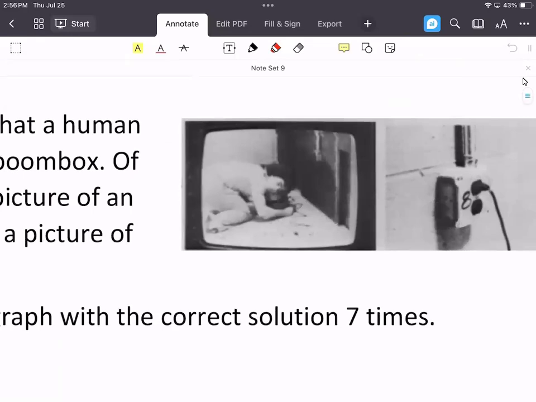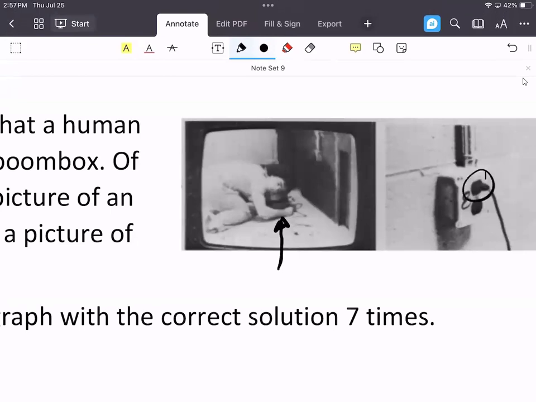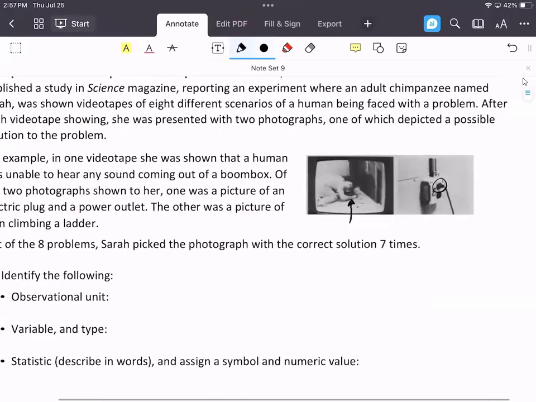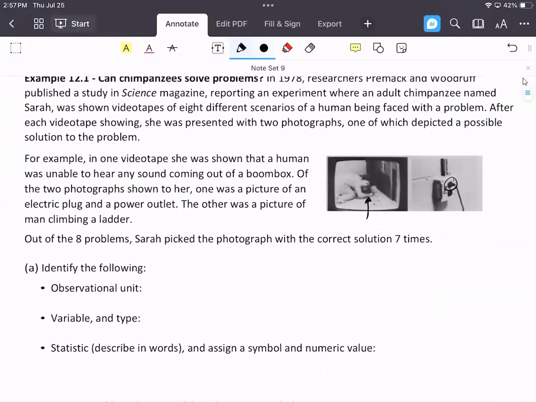In one videotape, she was shown a human unable to hear any sound coming out of a boombox. So that is a boombox in here. It's a little hard to see. And it is unplugged. So no sounds coming out. Of the 2 photographs shown to her, one was a picture of an electric plug and a power outlet. So here it is plugged in now, or a plug plugged in. The other was a picture of a man climbing a ladder. Out of those 8 problems that Sarah was presented with, she picked the correct photograph 7 times. So that's pretty amazing.